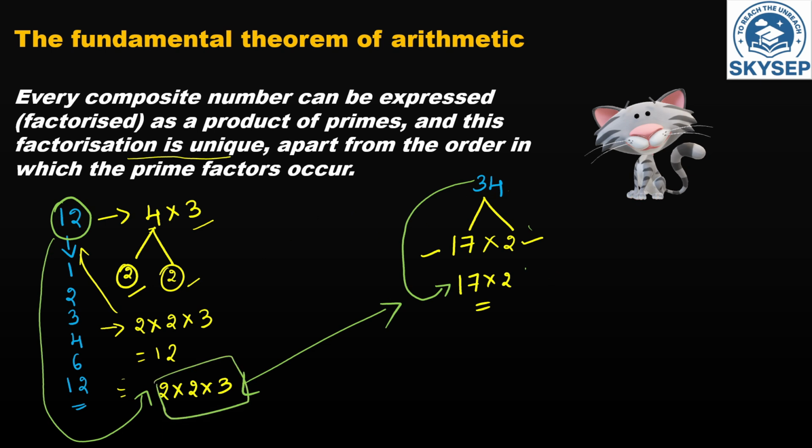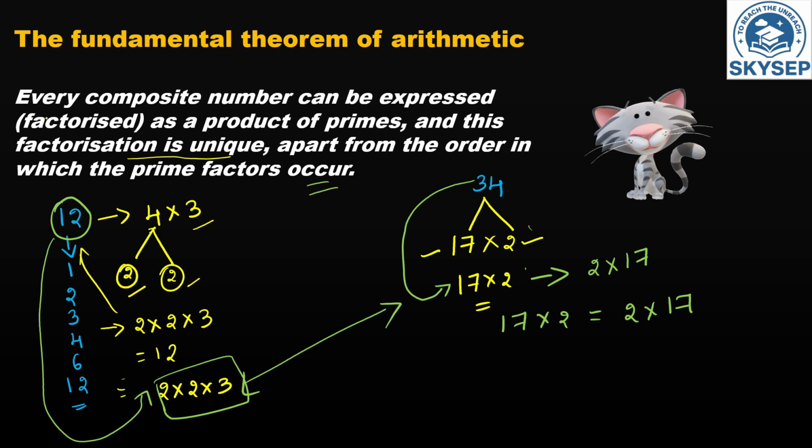Correct. So apart from the order in which the prime factors occur. Suppose here I have written 34 in terms of 17 into 2. I will just rearrange this order: 2 into 17. Do you think the value will change? Same, right? I can write 17 into 2 is equal to 2 into 17. That's what: apart from the order in which the prime factors occur.